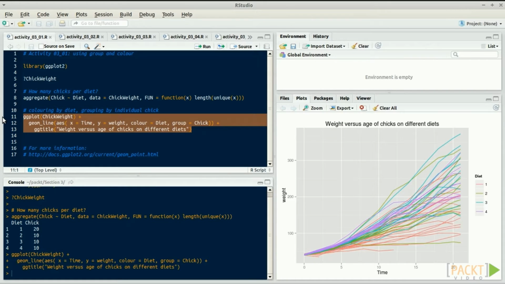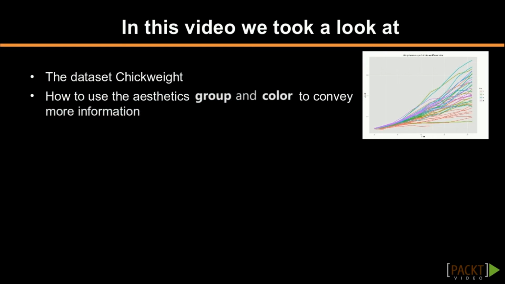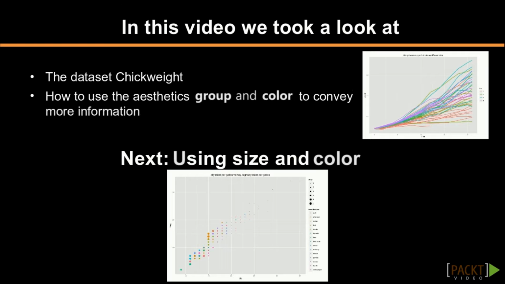This way, each chick has its own line, and each line is colored according to the chick's diet. As usual, we also get the default legend for free. You can convey more information by mapping multiple aesthetics at once. As you've seen, the aesthetic group is useful for collecting data points in different subsets of the data. In the next video, we'll look at using another aesthetic, size.